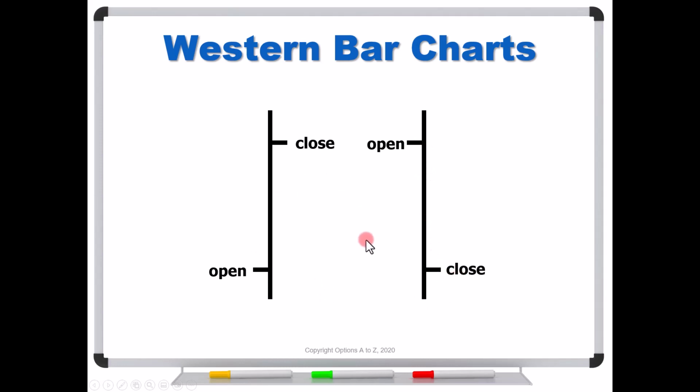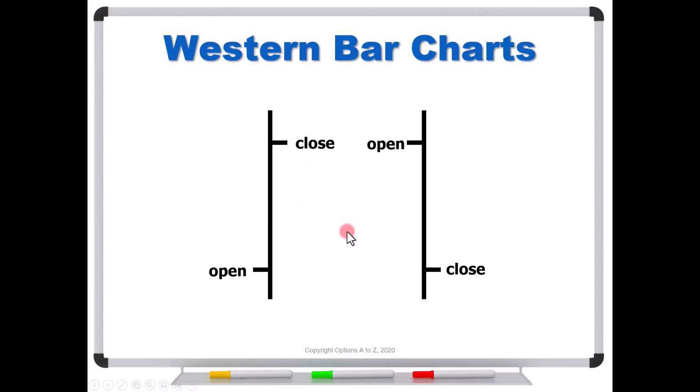So you can see it's not quite as easy to tell if we had an up day or a down day based on these Western bar charts because there are no colors to them. Now, some of the more modern platforms will color these red and green according to whether the close was above the open or below.